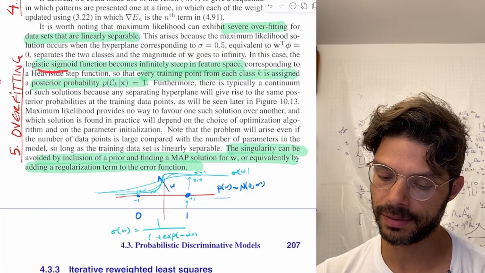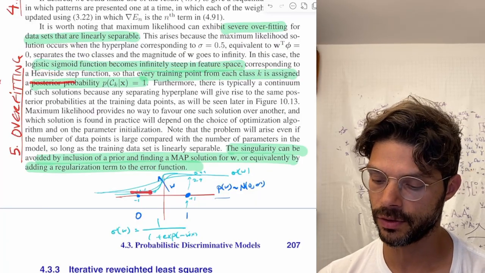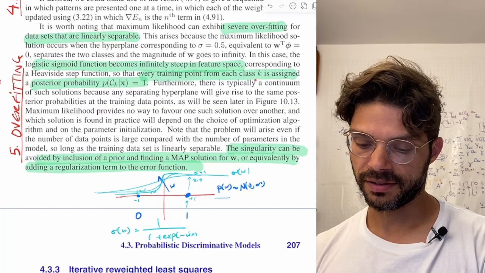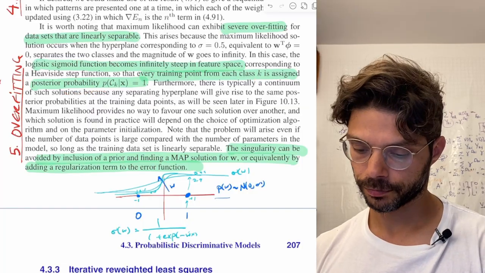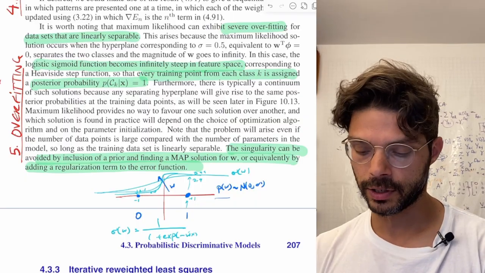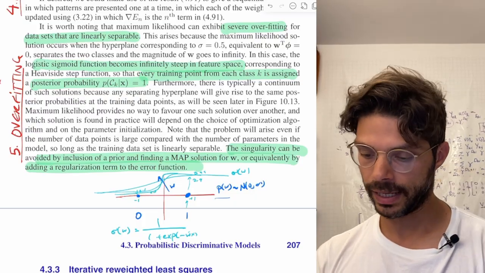In this case, the logistic sigmoid function becomes infinitely steep in feature space, corresponding to a Heaviside step function. So that's what we saw. So that every training point from each class is assigned a posterior probability of 1. Right? So this data point was given, it's coming from the 0 class, and its probability of 0 class is going to be 1. What we're showing here is the probability of its 1 class.